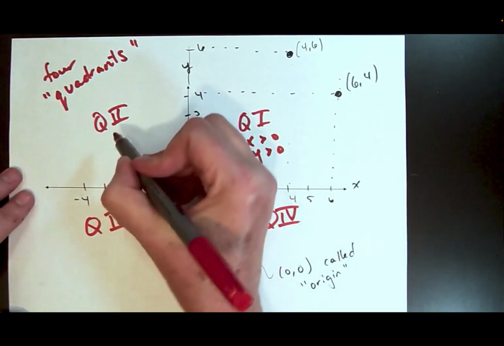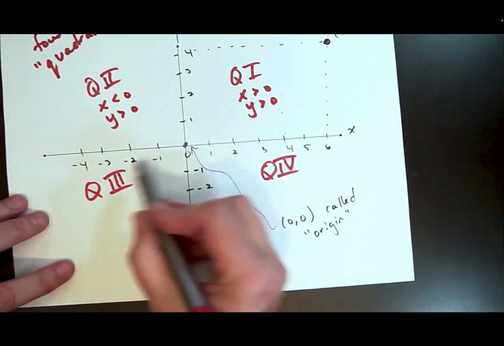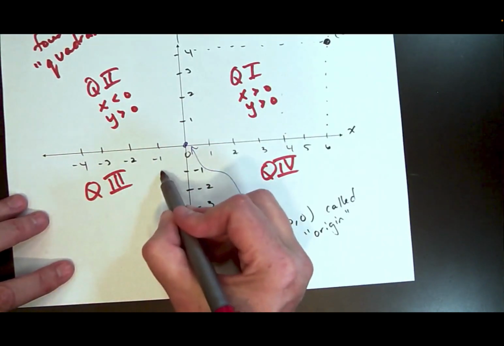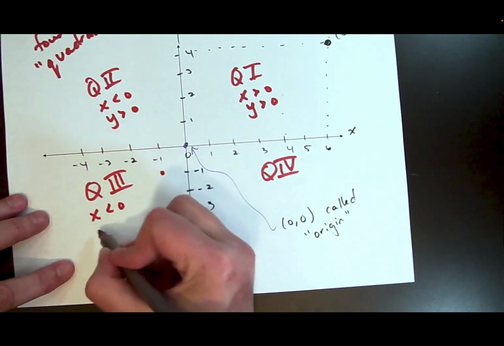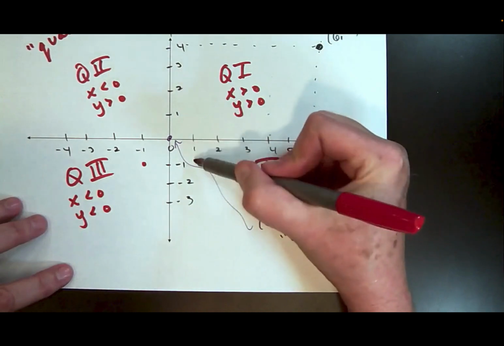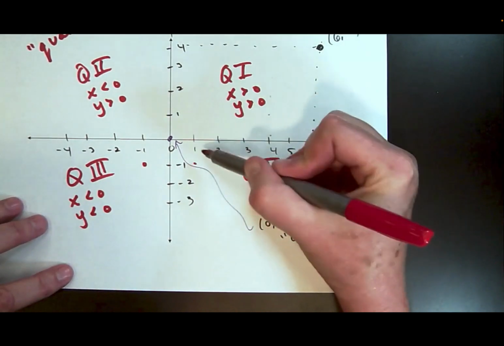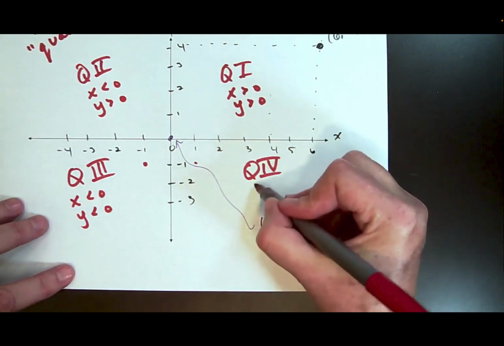And I'll just point out that in quadrant 2, the x's are negative. The y's are still positive. In quadrant 3, if I make a dot here, like say that dot's at -1, -1, notice the x's and the y's are both negative. In quadrant 4, like say I plot a dot here, that's the point 1, -1. So the x is positive and the y is negative.